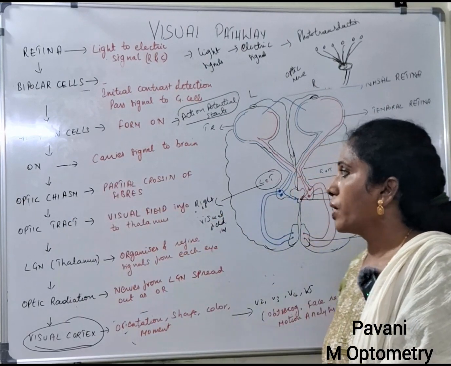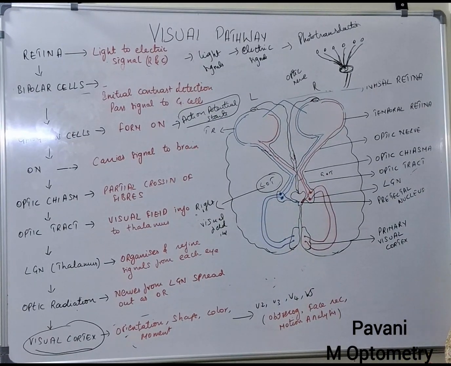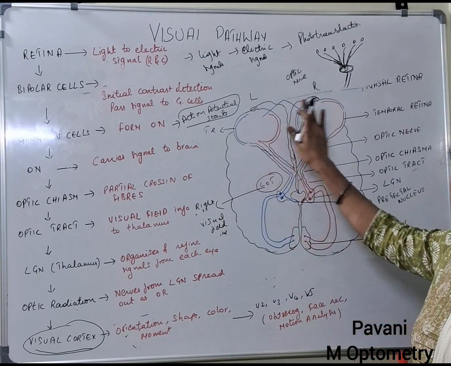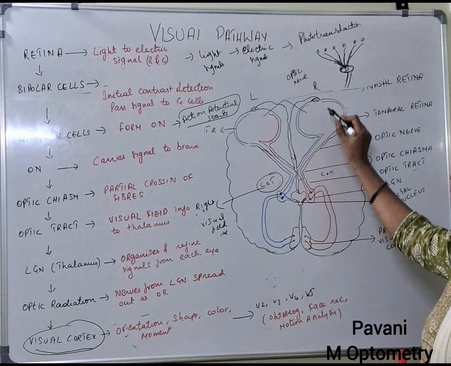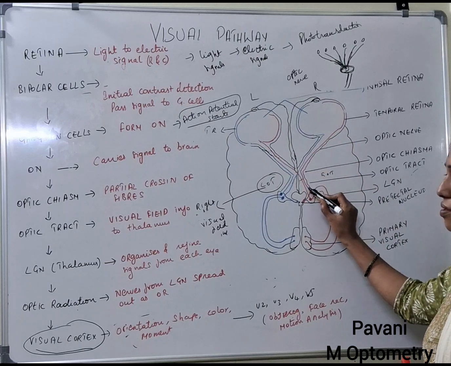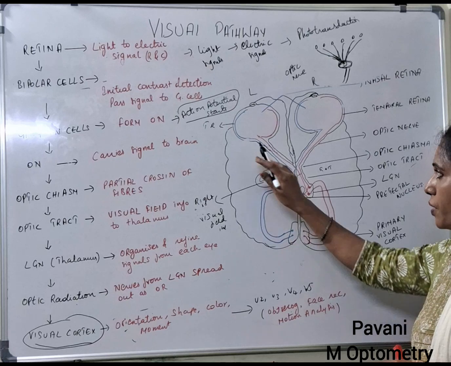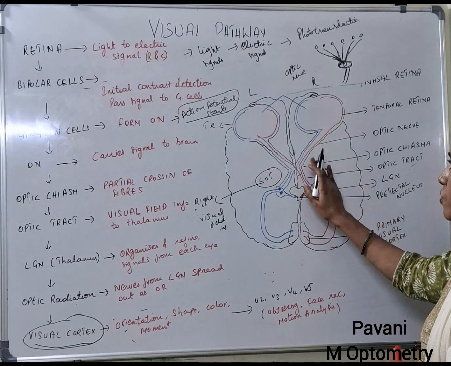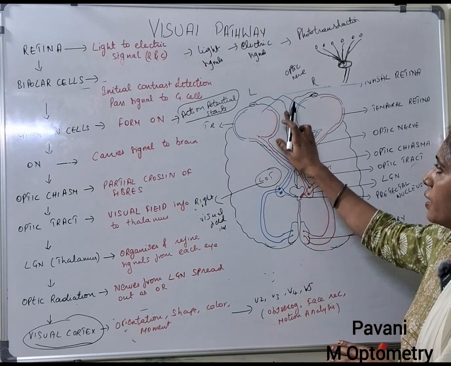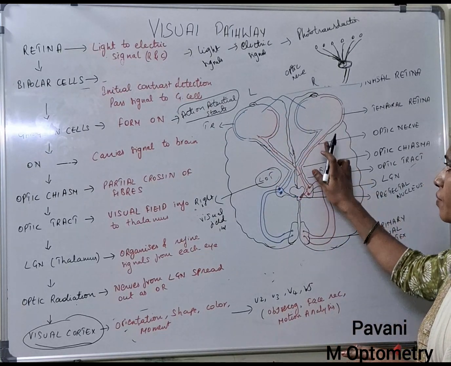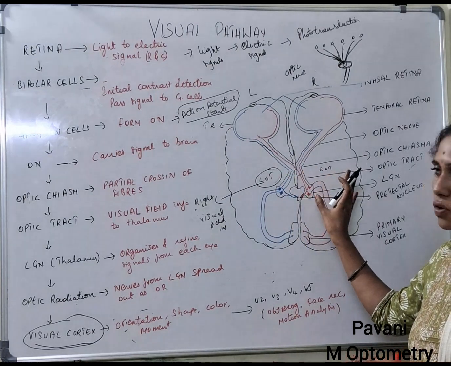Then it reaches the optic chiasm. The optic chiasm is the place where partial crossing of the fibers takes place. That means if you take the left eye and the right eye, the nasal fibers of the left eye and the nasal fibers of the right eye will cross. The temporal fibers of the left eye will remain on the same side and the temporal fibers of the right eye will remain on the same side. They don't cross. Only the nasal fibers cross over.